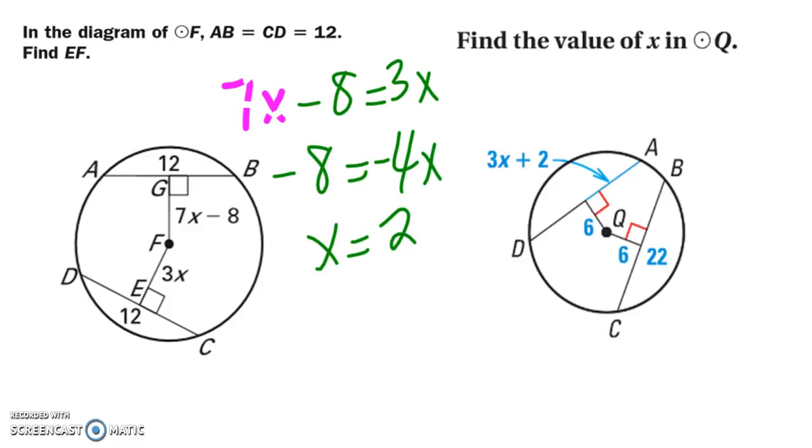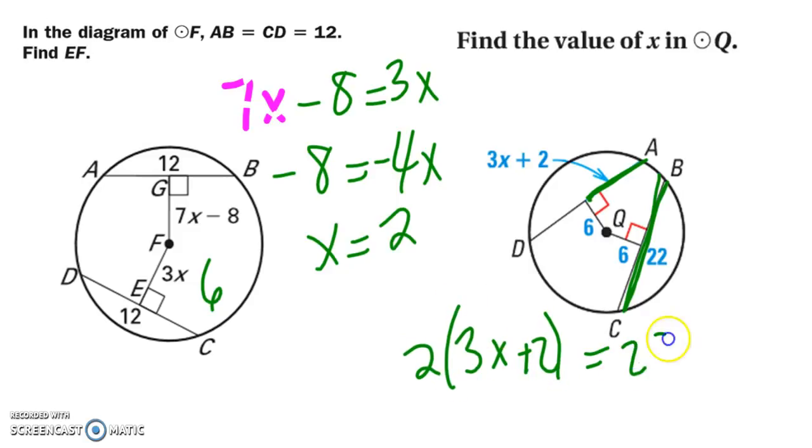I asked not to find x, but to find EF, and so it's 6. And in this one, just be careful. That's why it's kind of nice to have color, but I'm showing you that 3x plus 2 is only this piece, but I show you that this one's 22. We know that they should be equal in length because they are equidistant from the center and they're perpendicular, so it's actually going to be 2 times 3x plus 2 equals 22.